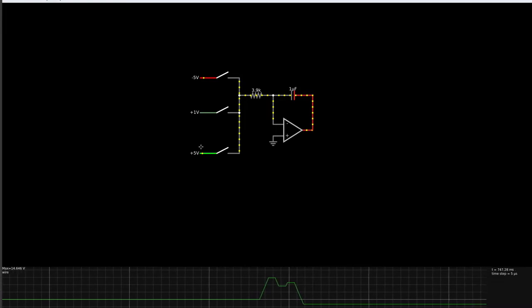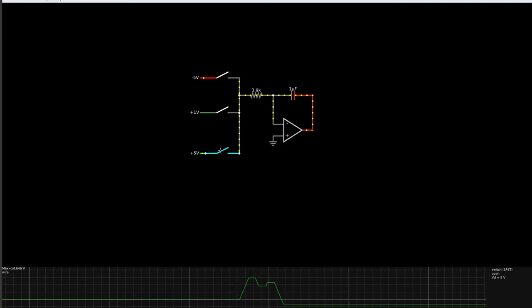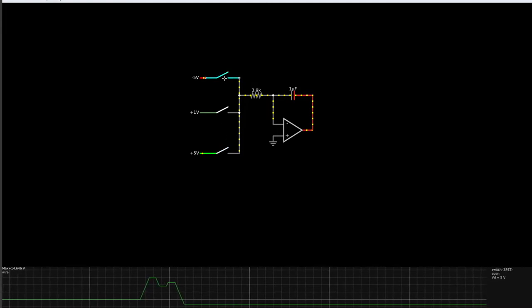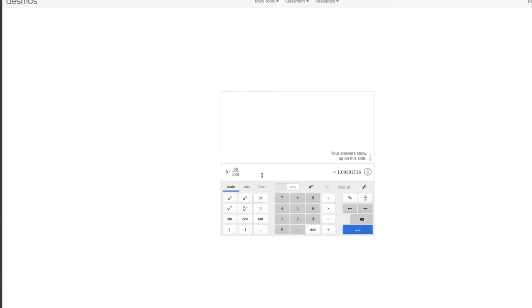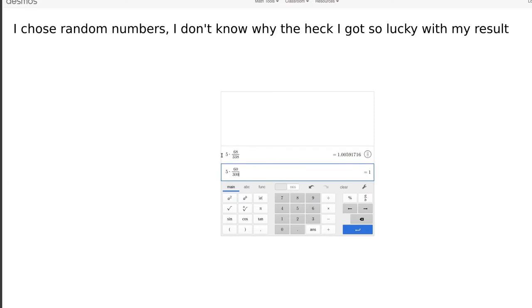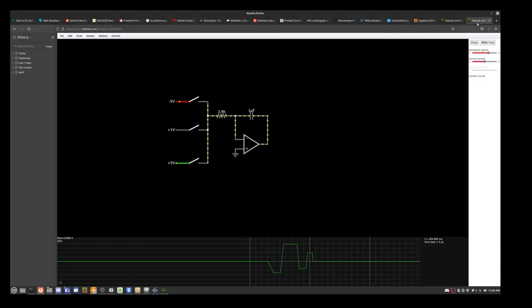And if we take the amount of time that this one was turned on for, minus the amount of time that this one was turned on for, and we take the total amount of cycles, say this one was turned on for 100 cycles, and this one was turned on for only 40 cycles, and the total amount of clocks was 300. Then we have 5, which is our reference, times 60, because 100 minus 40 is 60, over 300, which is 1.